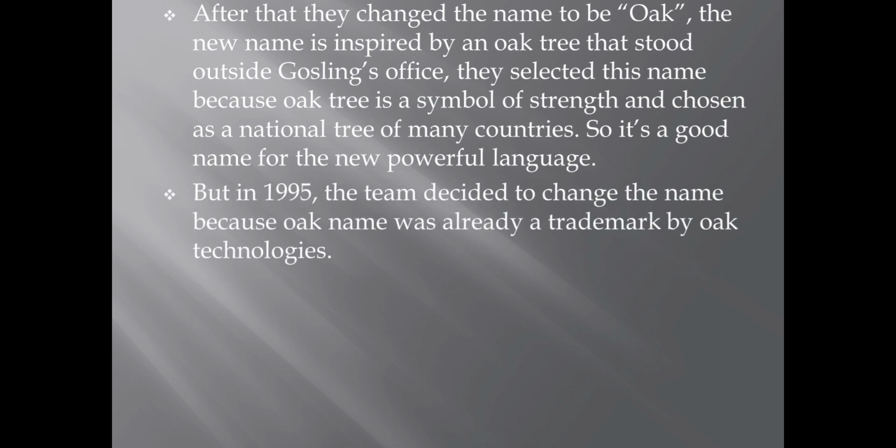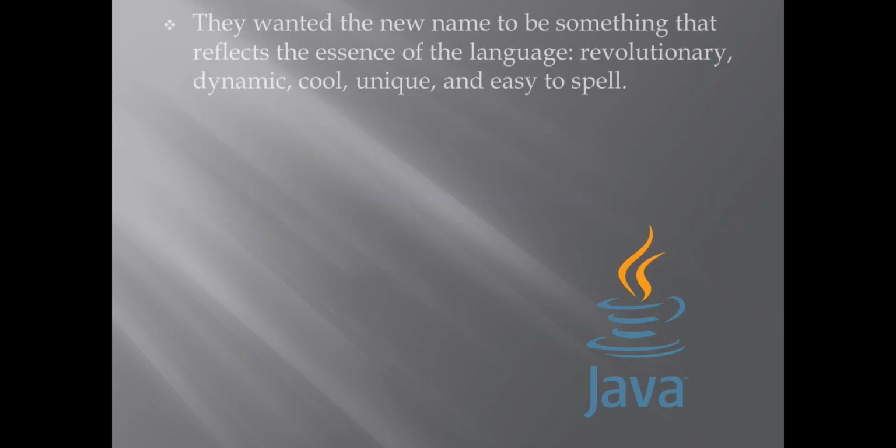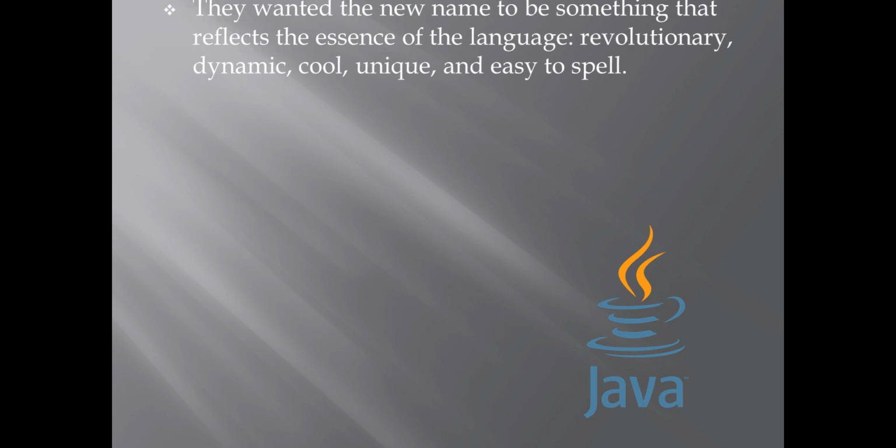But later, they changed it again. In 1995, the team decided to change the name because the Oak name was already taken by another trademark called Oak Technologies. So they had to change the name again and they had to select a new name. What was the new name? They wanted the new name to be something different, that reflects the essence of the new language. Revolutionary, dynamic, cool, unique, and easy to spell.